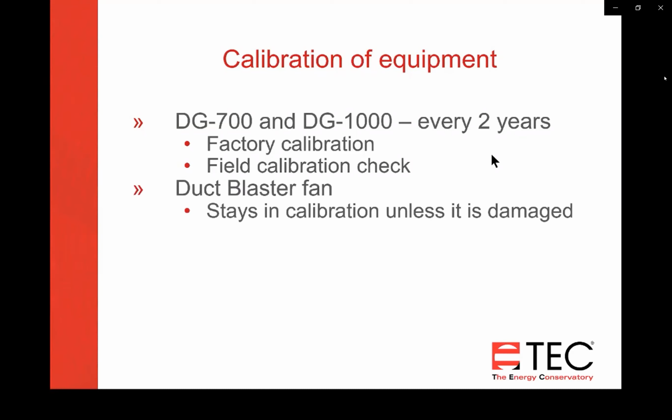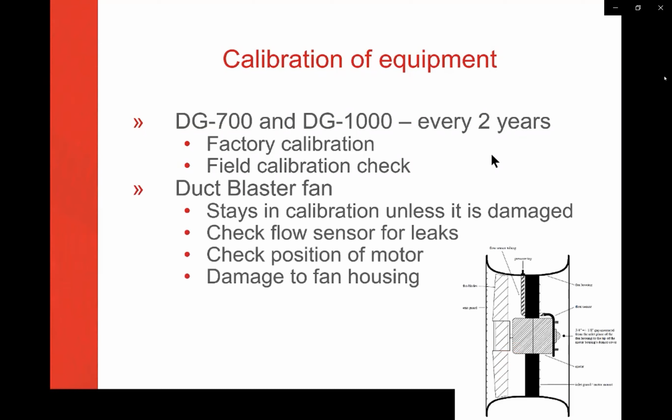The duct blaster fan will stay within calibration unless it's been damaged. So you want to check that in the manual. Appendix A shows what you need to do to check all of those things that affect calibration. So you want to check the flow sensor for leaks. There's a metal tube that's not likely to leak, but the connection to the hose, and that hose goes up to the brass tap, you want to check the integrity of that.